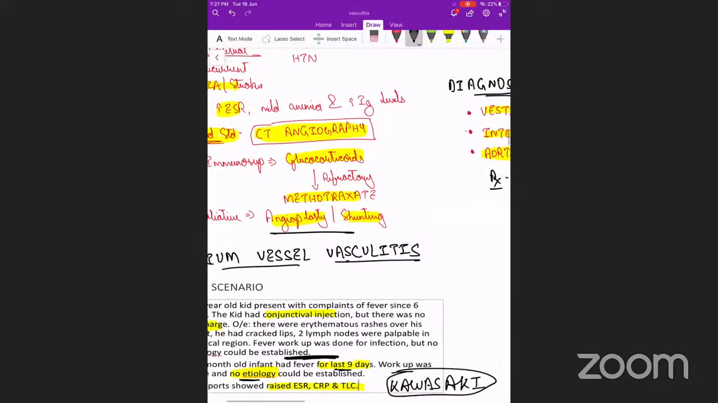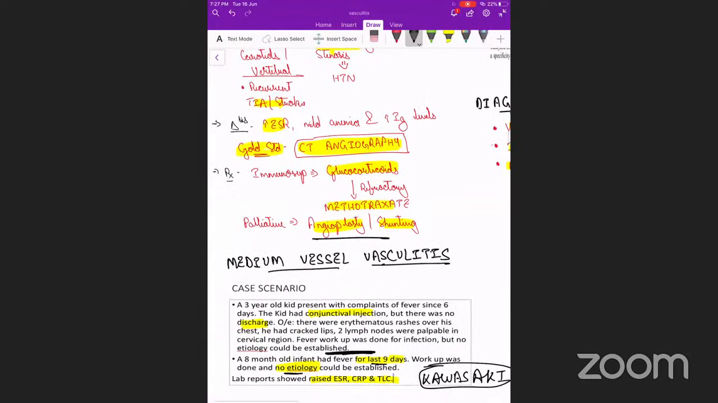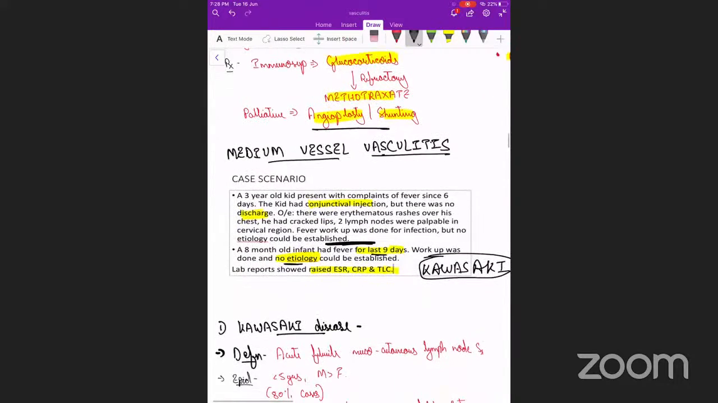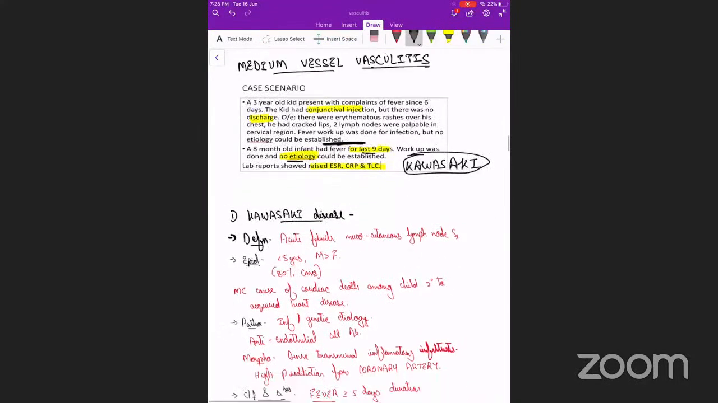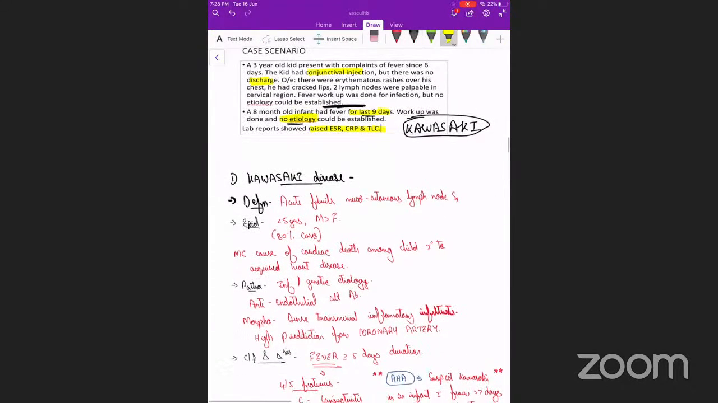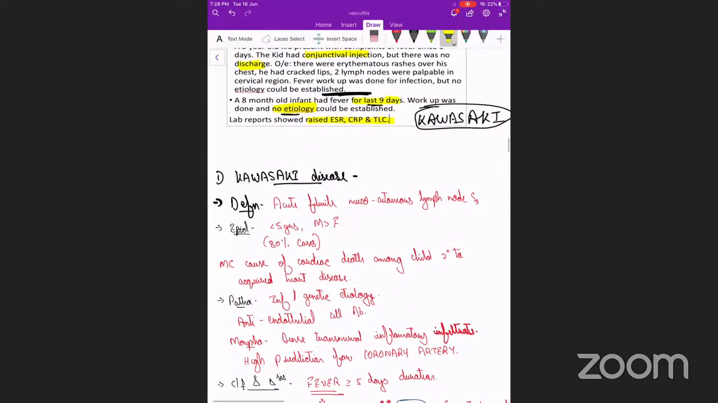Why is it so important to work up for Kawasaki? To prevent what? Yes, very good. Young onset MI, we can prevent. So let's read about Kawasaki disease. Definition: acute febrile mucocutaneous syndrome.